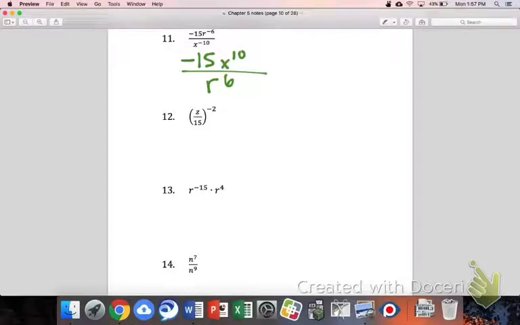And that, my friends, is all you can do with this one. A couple of flips of the appropriate bases and you're done. There are no other like bases, so you can't simplify them any further than that. Any questions on number 11?